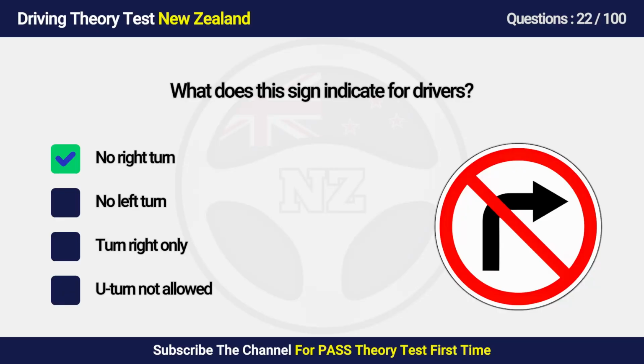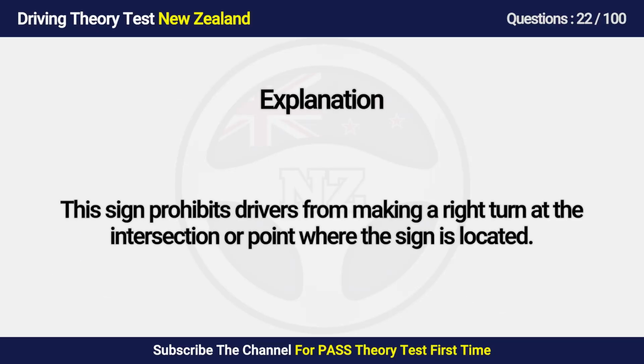Answer is A, no right turn. This sign prohibits drivers from making a right turn at the intersection or point where the sign is.